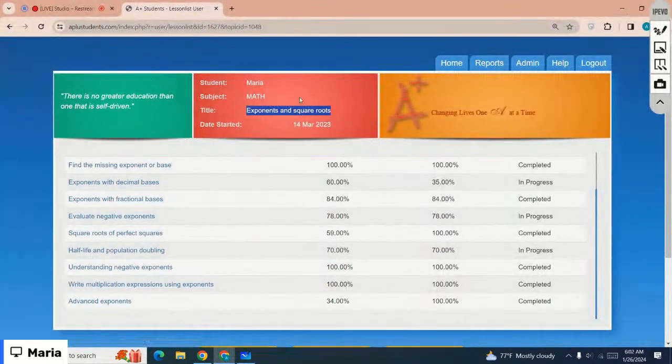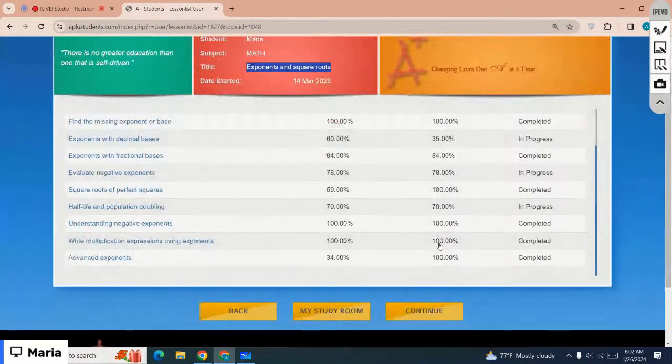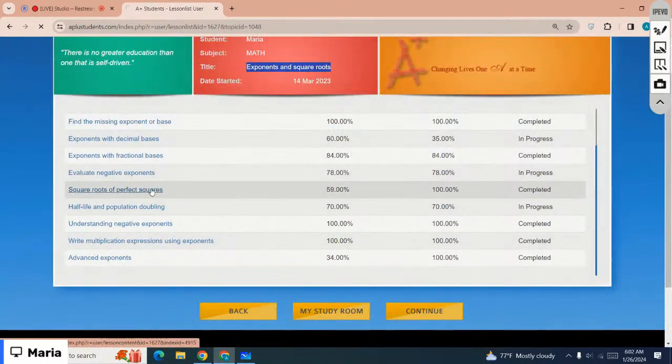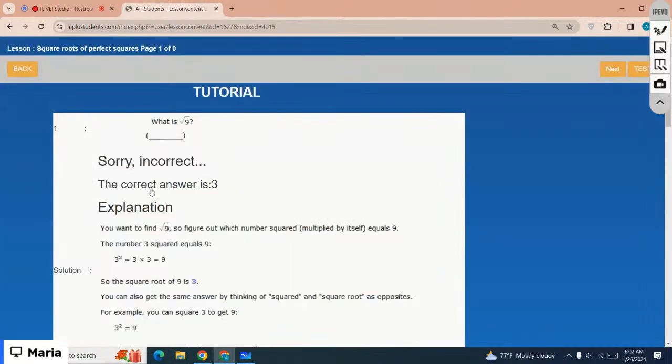I'm here on the grade 6 math. The chapter we're working on is exponents and square roots. Let's start with the lesson that is square roots of perfect squares. What is the square root of 9? We have to see 9 is the square of what number? Squared means when you multiply a number by itself that equals 9. So 3 squared equals 9. When you do 3 times 3, the answer is 9. Got it?